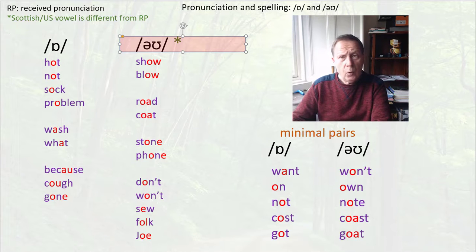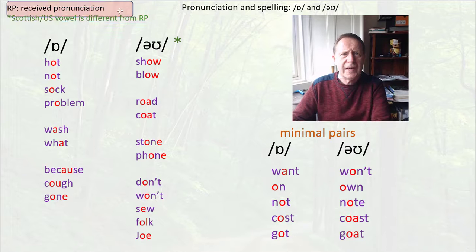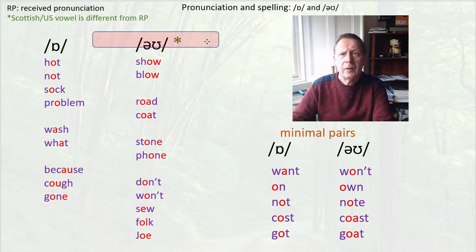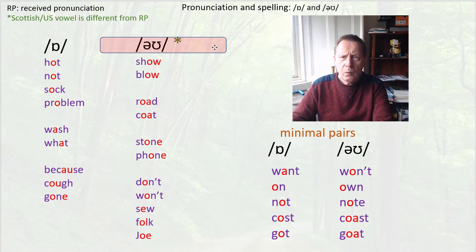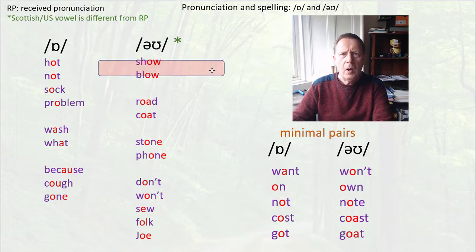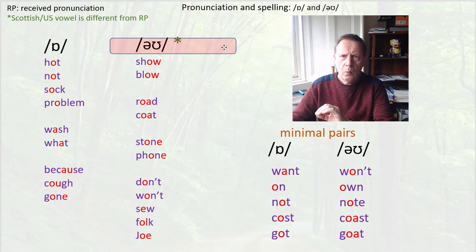As I've mentioned before, for some vowels there are variations in the pronunciation. Now here we're talking about received pronunciation. So in most dictionaries and in most English videos you'll find the pronunciation is O, as in show, blow, road, and that's a diphthong, O.